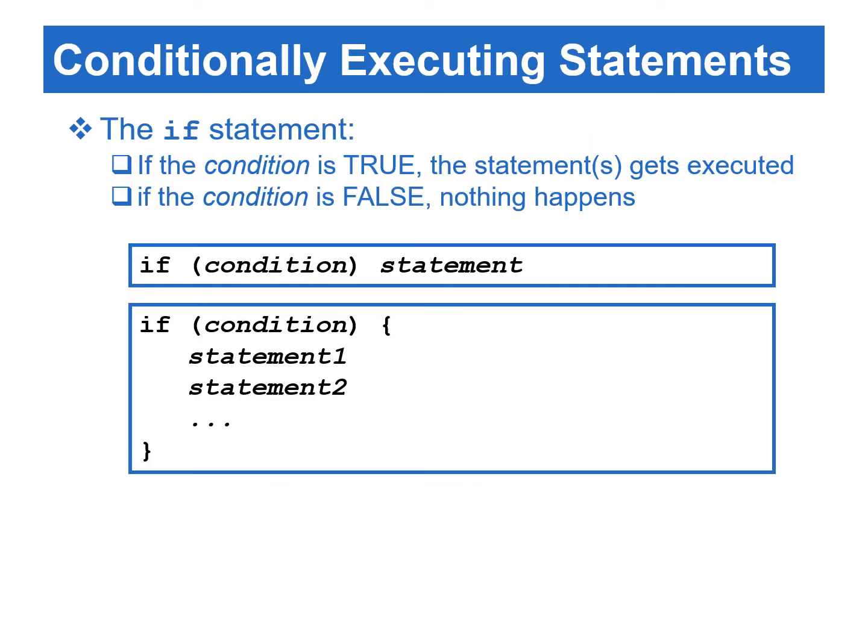When we write a function, we often use the if statement to decide whether one or more statements need to be executed. If the condition is true, one or more statements get executed. But if the condition is false, nothing happens. If we have more than one statement that needs to be executed, we need to group them within a pair of curly brackets.